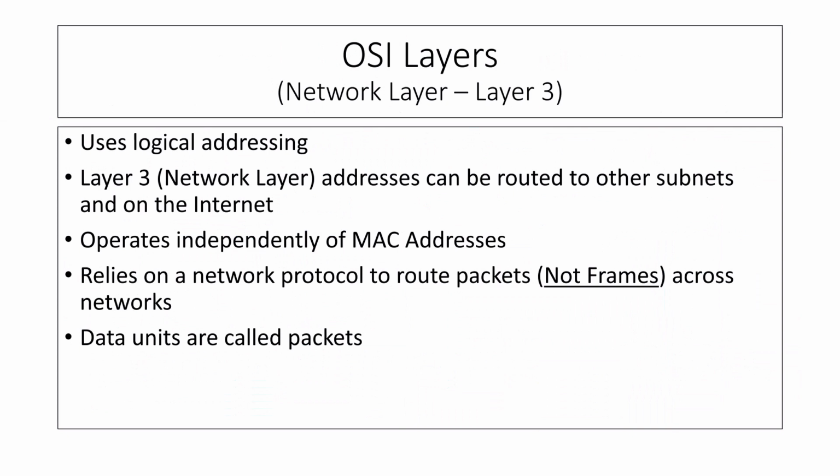So we're moving up the stack to layer 3, or the network layer. The network layer uses logical addressing. Remember this, layer 2 had the physical addresses, now we're into logical addresses. The layer 3 addresses are designed to be routed to other networks or subnets and on the internet. Layer 3 networks operate independently of the MAC address.